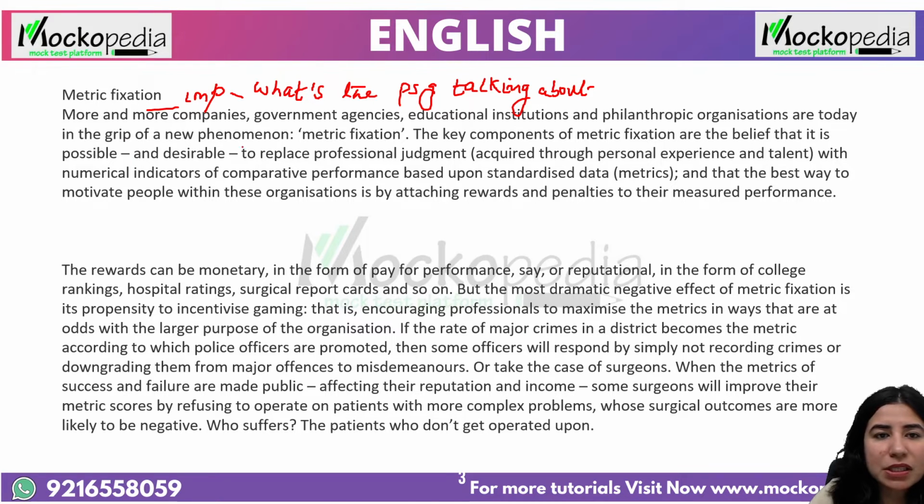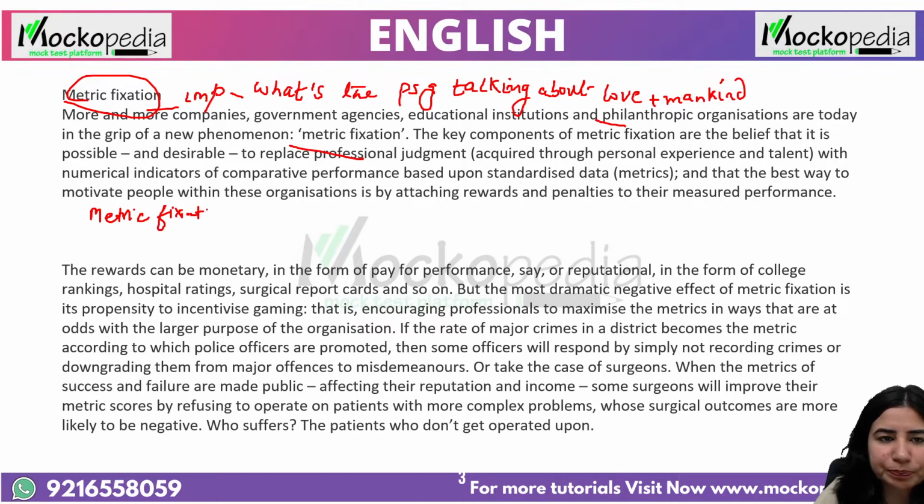More and more companies, government agencies, educational institutions, and philanthropic. So it comes from two words. Phil means love, and anthro means mankind. So philanthropic organization means organizations which are into charity, right? Are today in the grip of new phenomena, metric fixation. So here this term is introduced, and already the heading of the discussion or the passage is metric fixation. So wherever I'm mapping, I can write that we are talking about metric fixation.